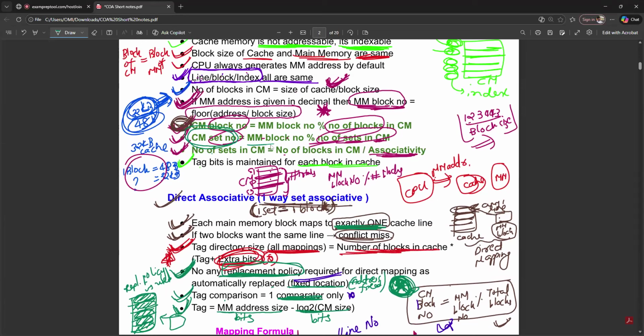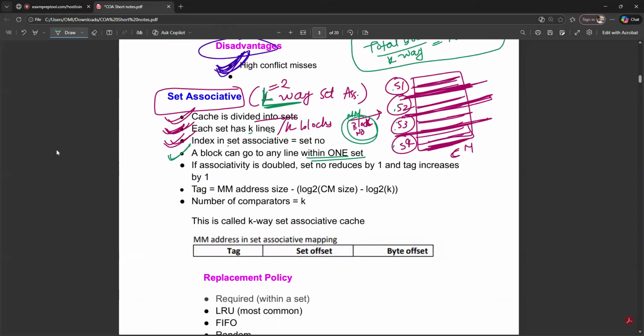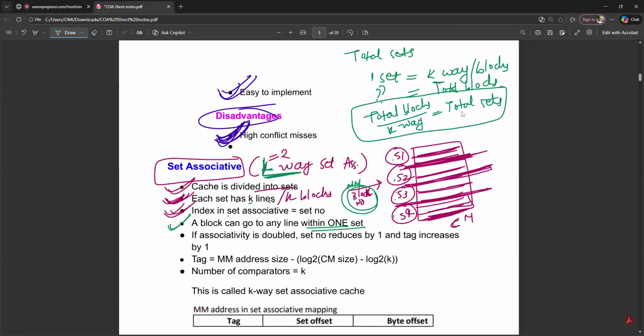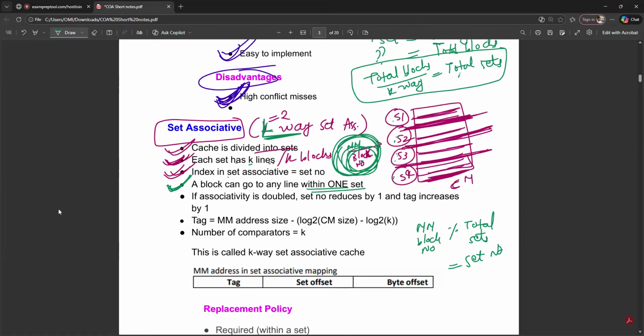Cache memory set number is equal to main memory block number modulo number of sets, right? Total number of sets you can find with the help of this formula. Once you know the main memory block number, if you do mod with the total sets, you can get the set number, which means in which set this particular block will go. Very easy concept.